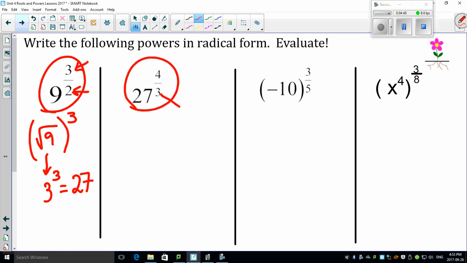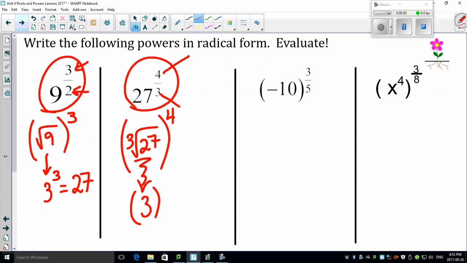Let's look at this one. Okay, there's the root, there's the power. So this is the cubed root of 27 to the power of 4. And I'll even show you an easier way to do this one right away. The cubed root of 27, of course, is 3 to the power of 4. Watch this. Do this as a factoring tree. Look at this. 3 times 3 times 3 times 3. That is 9. That is 9. 9 times 9, 81. Easy peasy.